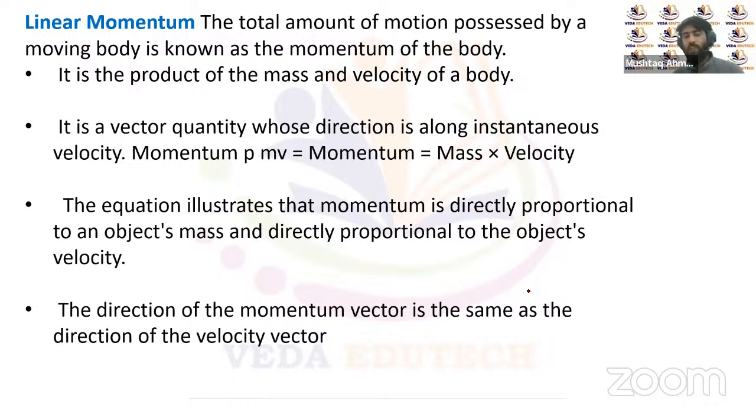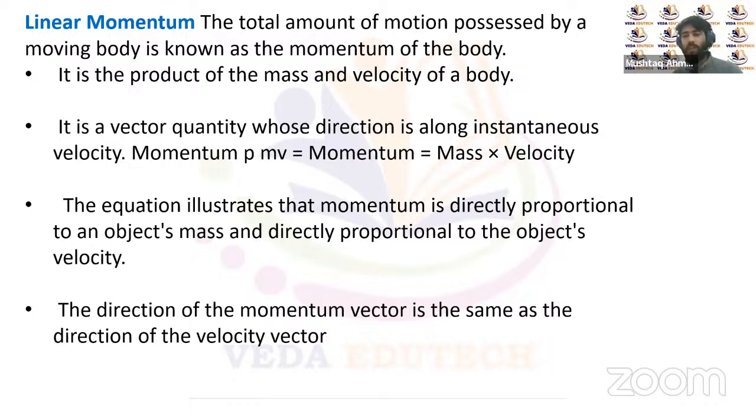So mathematically, we define it as the product of the mass and velocity, right? And velocity, we know it's a vector quantity. If velocity is a vector quantity, then momentum has to be vector quantity, and the direction of the momentum will be the direction of the velocity vector, right? So it means that momentum is the product of the mass and velocity, right?